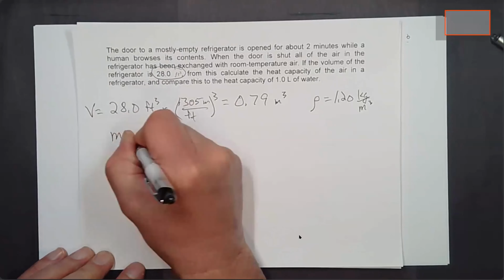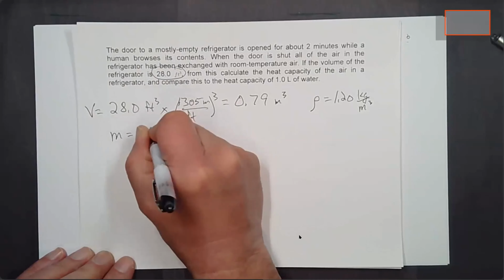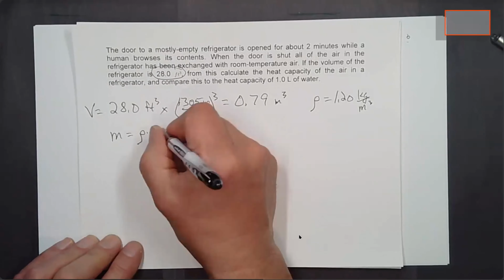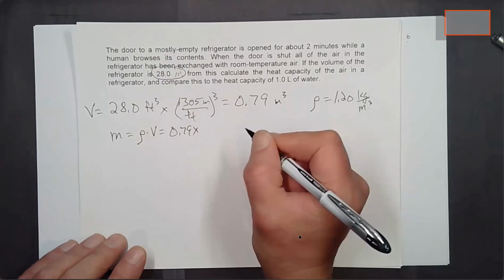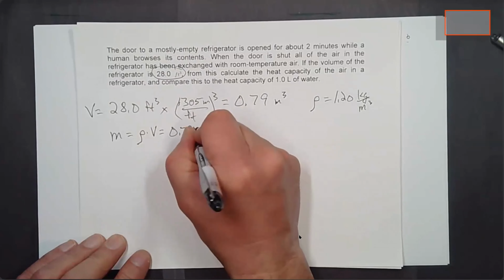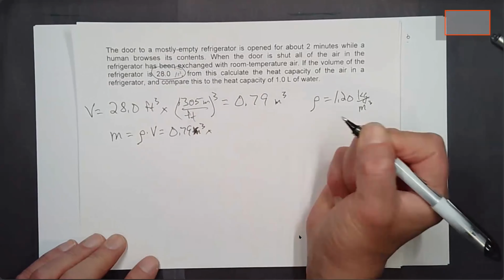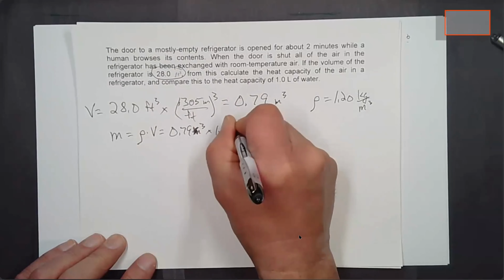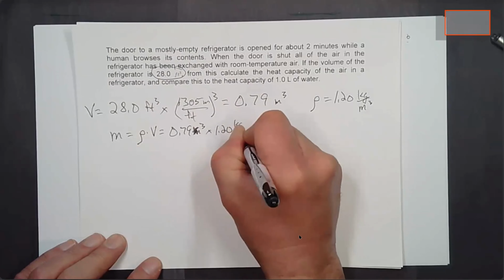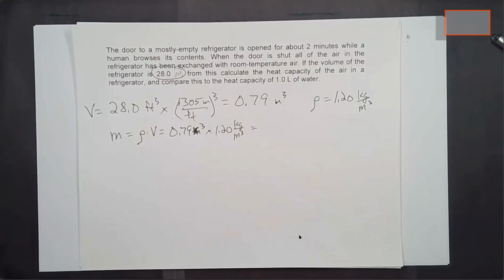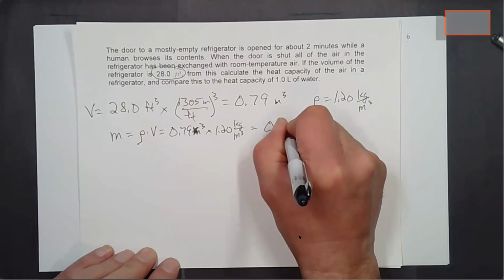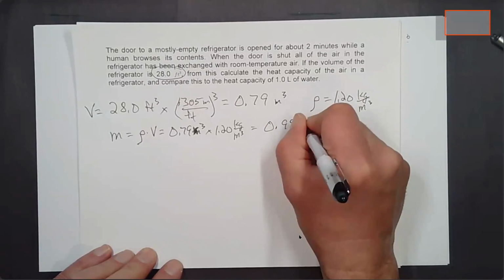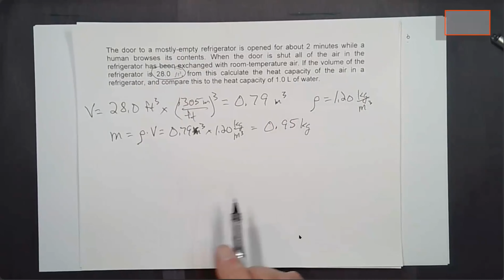So the mass of the air, the volume is this. The mass is going to be the density times the volume. And so 0.79 meters cubed times that 1.20 kilograms per cubic meter. Then there'd be about 0.95 kilograms of air in the refrigerator.